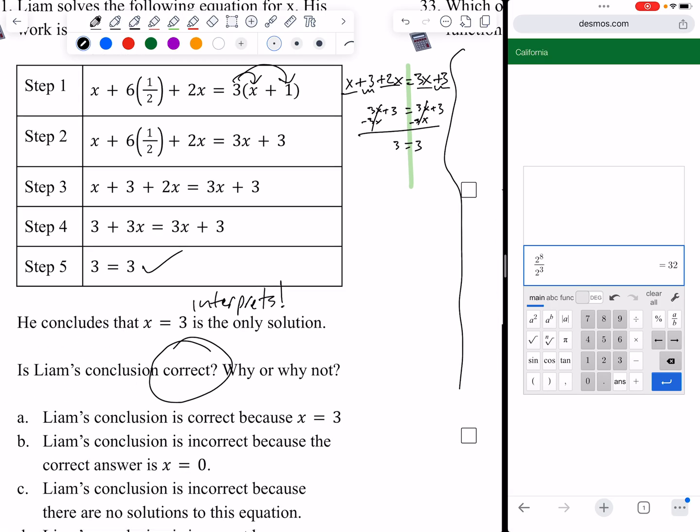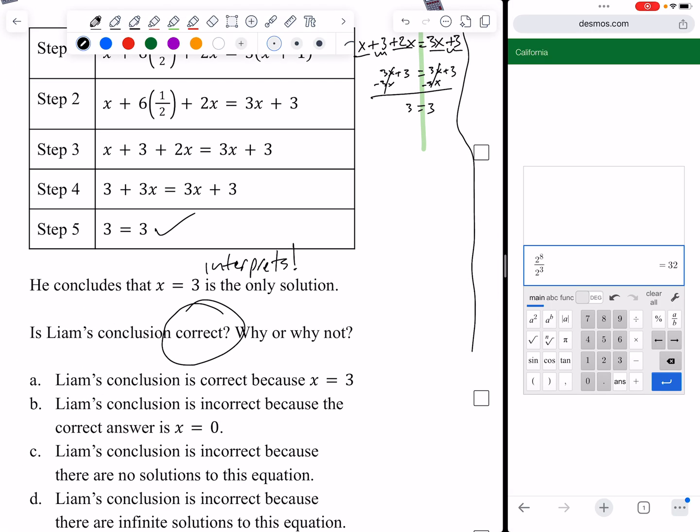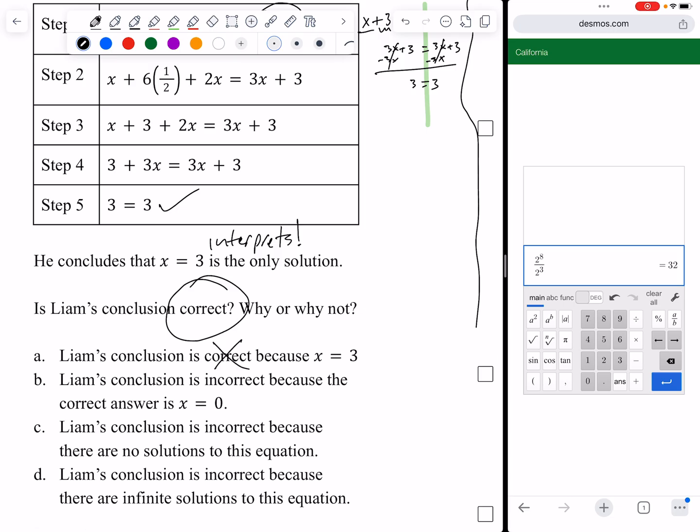So he says that x equals 3. I know that it is wrong. So he is not correct. And look, incorrect, incorrect, incorrect. So I got 3 options. Because x equals 0. No, there's no x. X is gone. So there's only 2 options. No solutions or all solutions. And because 3 equals 3 is true, this is all solutions.